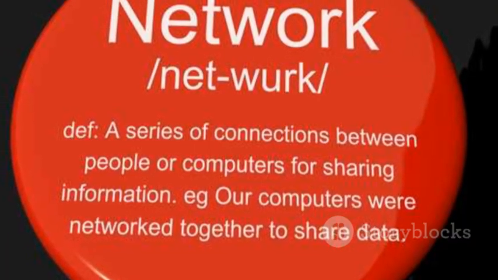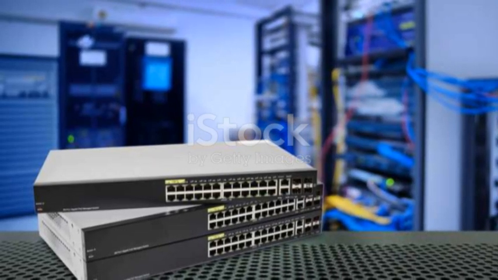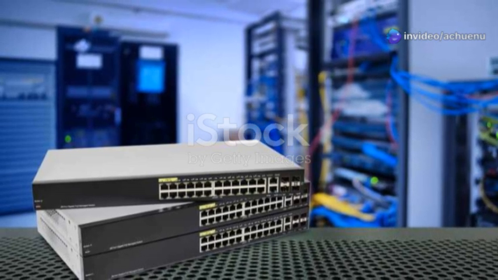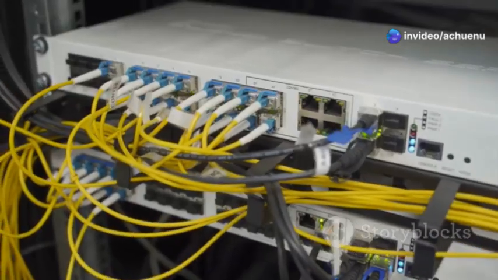Let's begin with a question. How do computers in a network communicate effectively without all the data getting jumbled? The answer lies in the role of specific network devices that manage traffic and communication. These devices include switches, routers, and gateways.